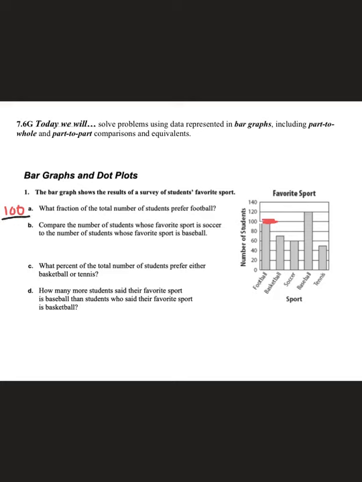Out of the total number of students. In order to find the total number of students, we'd have to add up football, basketball, soccer, baseball, and tennis. So we're talking about the whole. So football's 100. Looks like basketball's around 70, somewhere around there. So 170 plus 60, that's 230. 230 plus 120 would be 350, and then 350 plus 50 would be 400. So there's 400 total students. So our fraction would be 100 over 400.